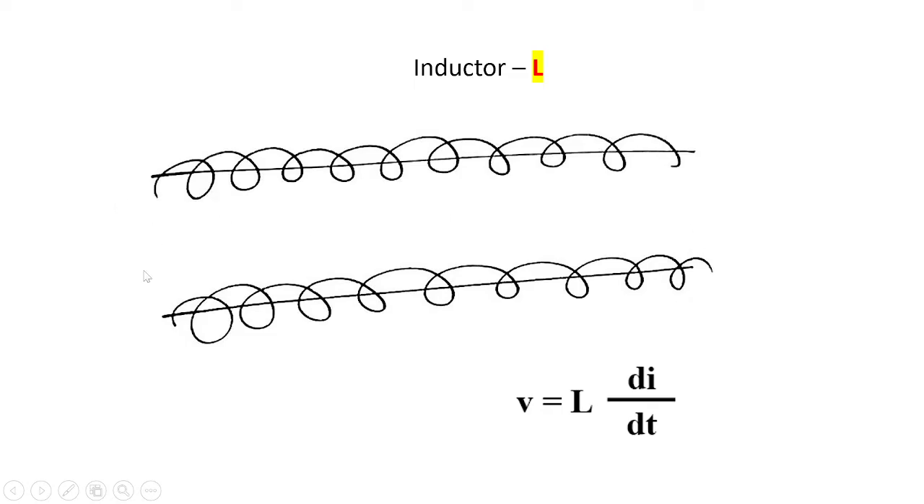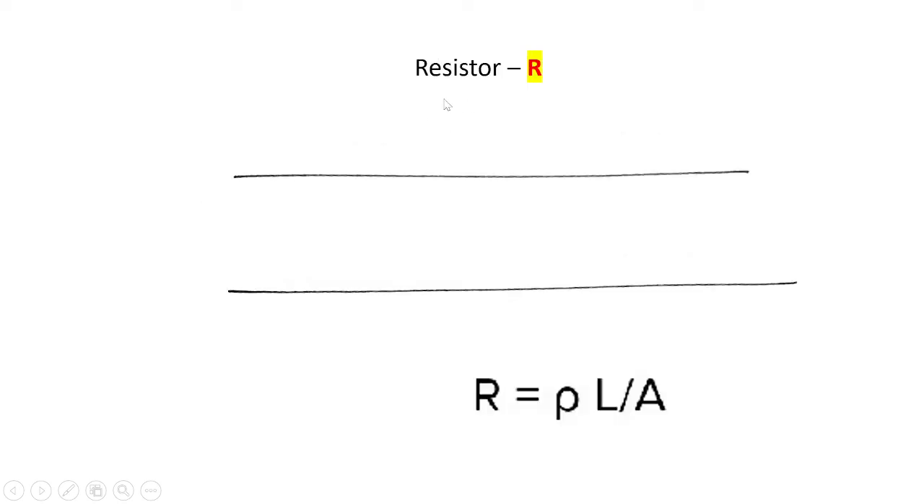I repeat, when we apply an AC signal, a time changing signal, that induces electromagnetism around this cable due to the magnetic field creation, and that effect is called inductance, denoted as L. And for resistor, if you consider any conducting material or insulating material, the resistance of that particular material can be denoted as R equals rho L by A.